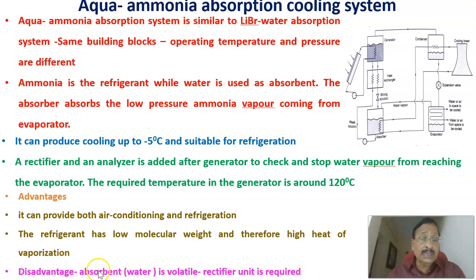The disadvantage is that the absorbent here, water, is volatile and a rectifier unit is required. The absorbent is volatile, and a rectifier unit is added after the generator to check and stop the water vapor reaching the evaporator. Therefore, these are the disadvantages of the aqua ammonia absorption cooling system.